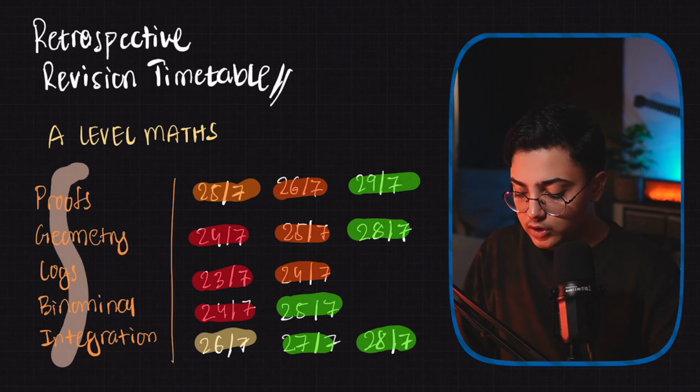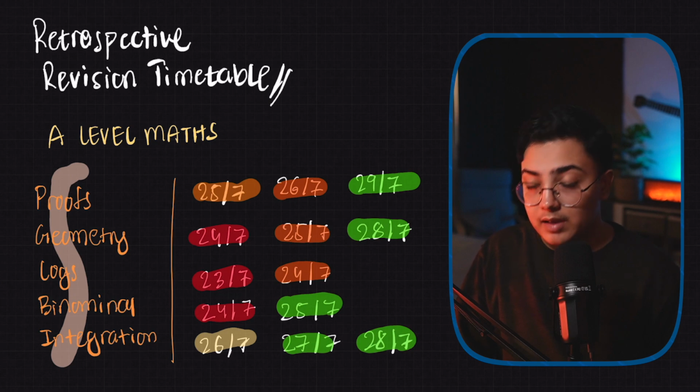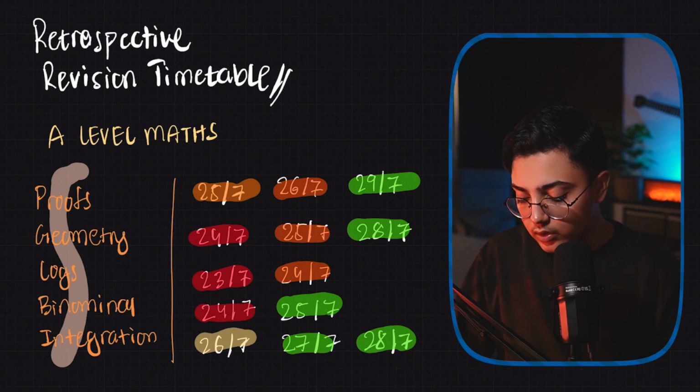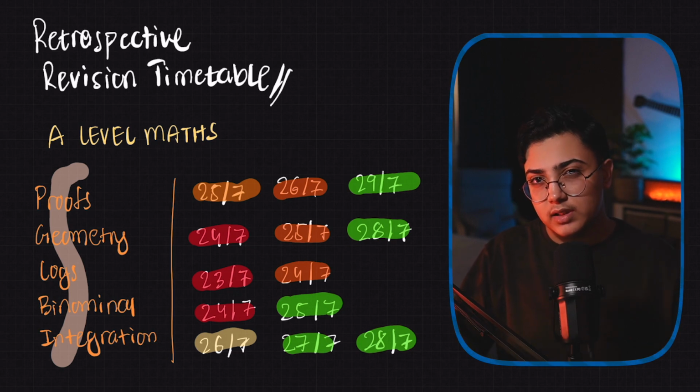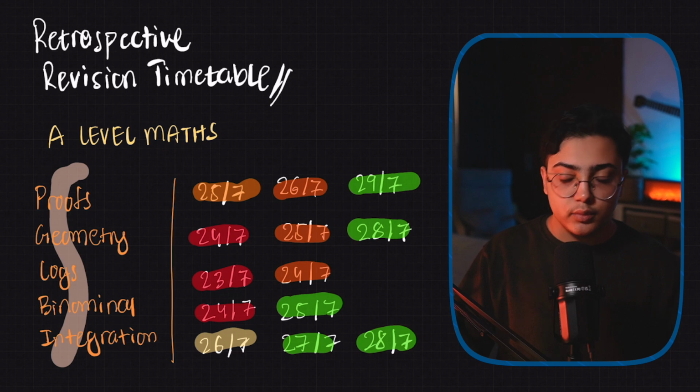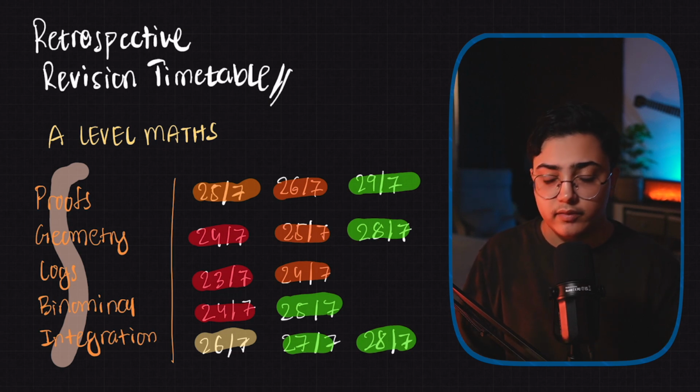Then you do it on another date. So for example, you do it on 25, you do proofs on 26, and by 29th you've understood proofs. Now geometry is a bit harder because you did it on the 24th and you didn't understand it at all, but then you did it on the 25th and you understand it a bit better, and then you finally do it on the 28th and you understand it properly.